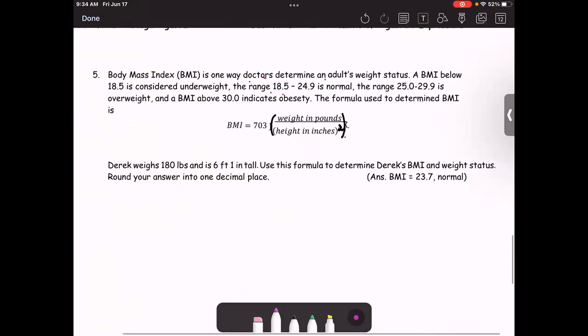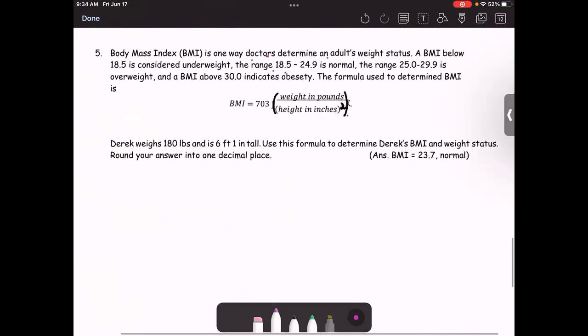Next, let's take a look at the next example. This one is about the calculation of the BMI, or the body mass index. The body mass index, or the BMI, is one way the doctors determine an adult's weight status. A BMI below 18.5 is considered underweight. The range from 18.5 to 24.9 is considered normal. The range between 25.0 and 29.9 is overweight, and a BMI above 30.0 indicates obesity.